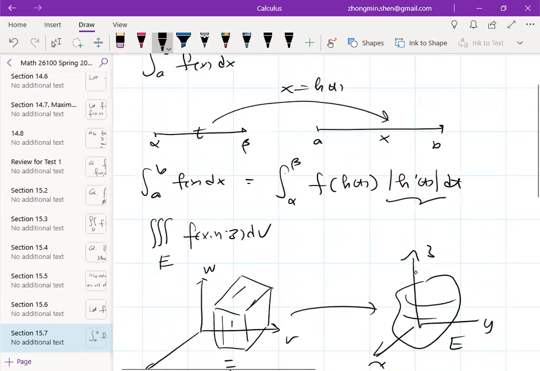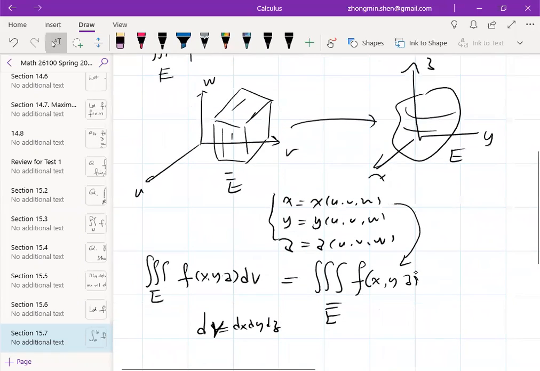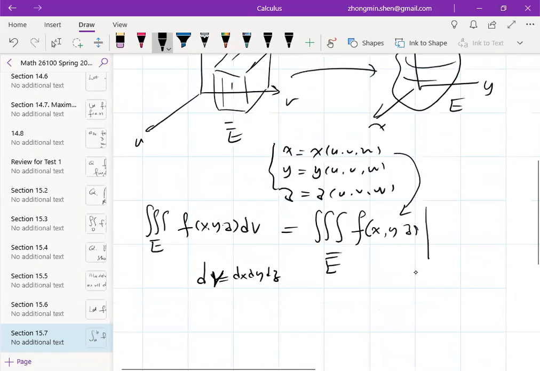So I have to put another factor similar to this one. Now I have three parameters, so this will be the absolute value of the partial derivative of these three variables with respect to the three variables. Then dV bar. So dV bar is going to be du, dv, dw. So now you understand the formula.